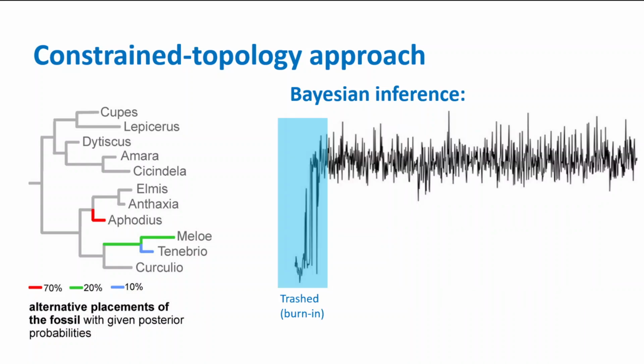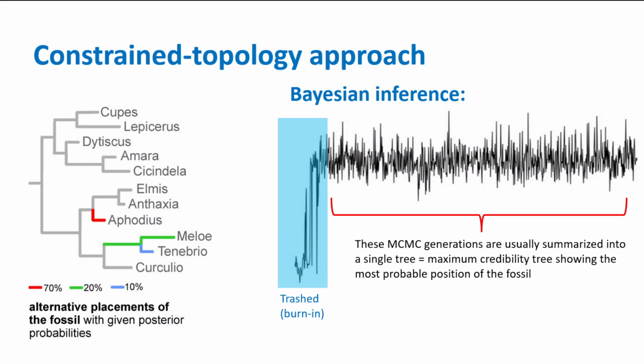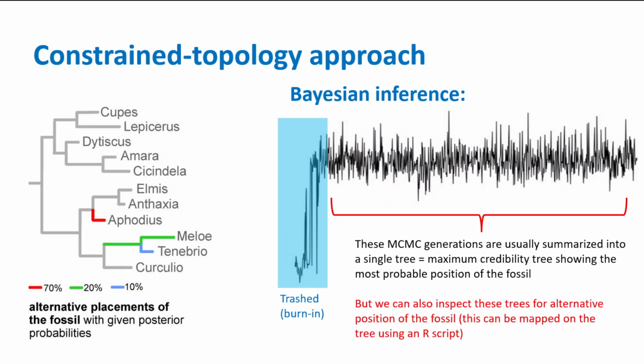How do we get it? Maybe you know that in Bayesian inference, you run the analysis and you always get a trace log of the log likelihoods and some parameter values. And you know that we usually trash the starting phase as the so-called burn-in. In the typical Bayesian analysis, you then take all the trees which were explored during the MCMC search through hundreds or thousands or millions of generations, and you summarize all these trees into one. This is the maximum credibility tree. But what you can also do is explore the individual trees which were searched during the MCMC run, and check what the alternative positions of the fossil are in these trees. And this can be mapped on the tree using an R script. So it's not that difficult, even though you have to explore thousands of trees.